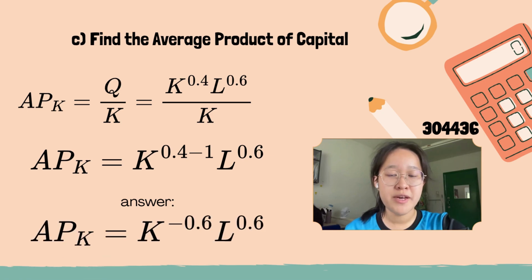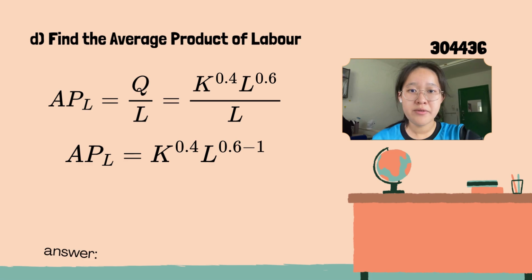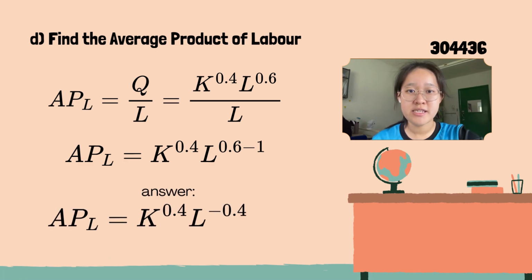C. The average product of capital is defined as the total output Q divided by the amount of capital K. The formula is APK equals Q divided by K, and we will get our answer: K to the power of negative 0.6, L to the power of 0.6. D. The average product of labor is defined as the total output Q divided by the amount of labor L. The formula is APL equals Q divided by L, and our answer will be K to the power of 0.4, L to the power of negative 0.4.